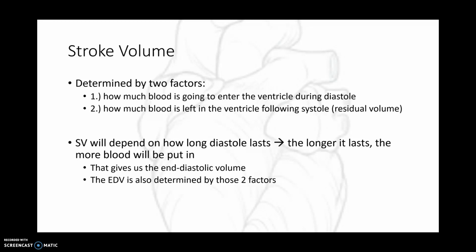Okay, so stroke volume is actually determined by two factors. Factor one is how much blood is going to enter the ventricle during diastole. And two, how much blood is left in the ventricle following systole, so it's considered a residual volume. So after each beat or each ejection, we're still going to have a residual volume in that ventricle. We're not going to eject 100% of it. So those two factors are going to determine stroke volume. Stroke volume will also depend on how long diastole lasts. The longer it lasts, the more blood will be put in. That gives us our end diastolic volume.